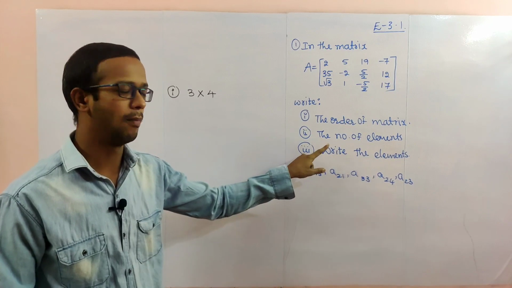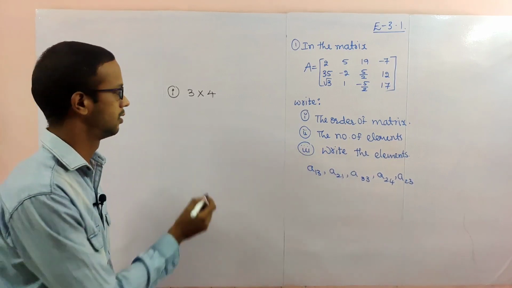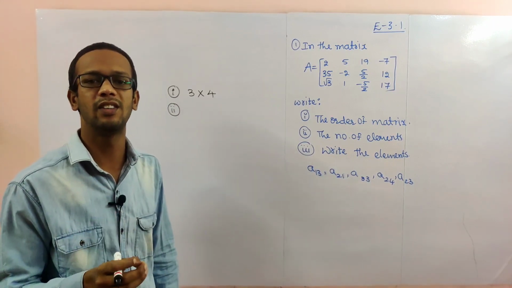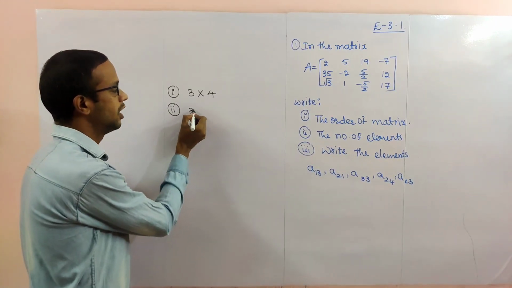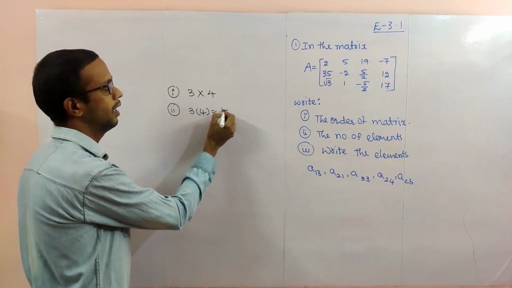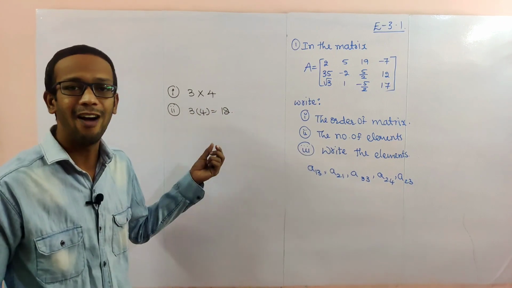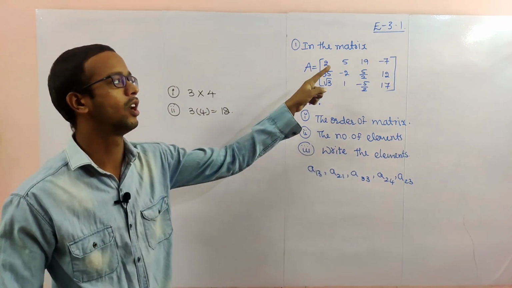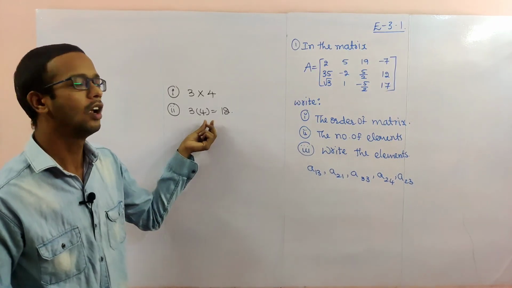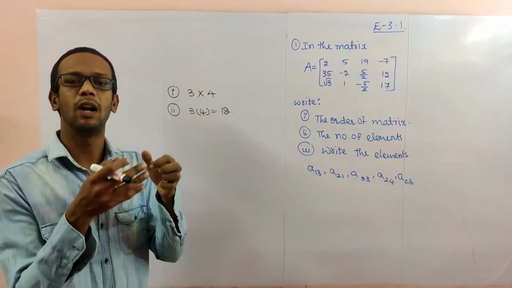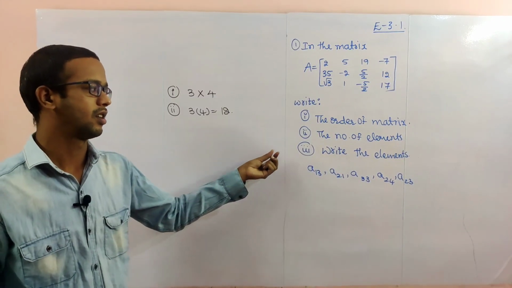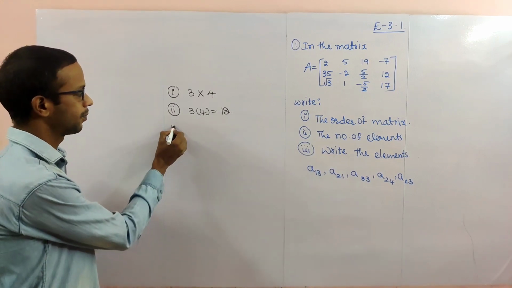Next, the number of elements. I already discussed yesterday that the number of elements is nothing but rows into columns. How many? 12 elements. If you have any doubt, you can count 1, 2, 3, 4, 5, 6, 7, 8, 9, 10, 11, 12. So in total 12 elements. If you multiply the order, you can get the number of elements easily. And next, number 3.